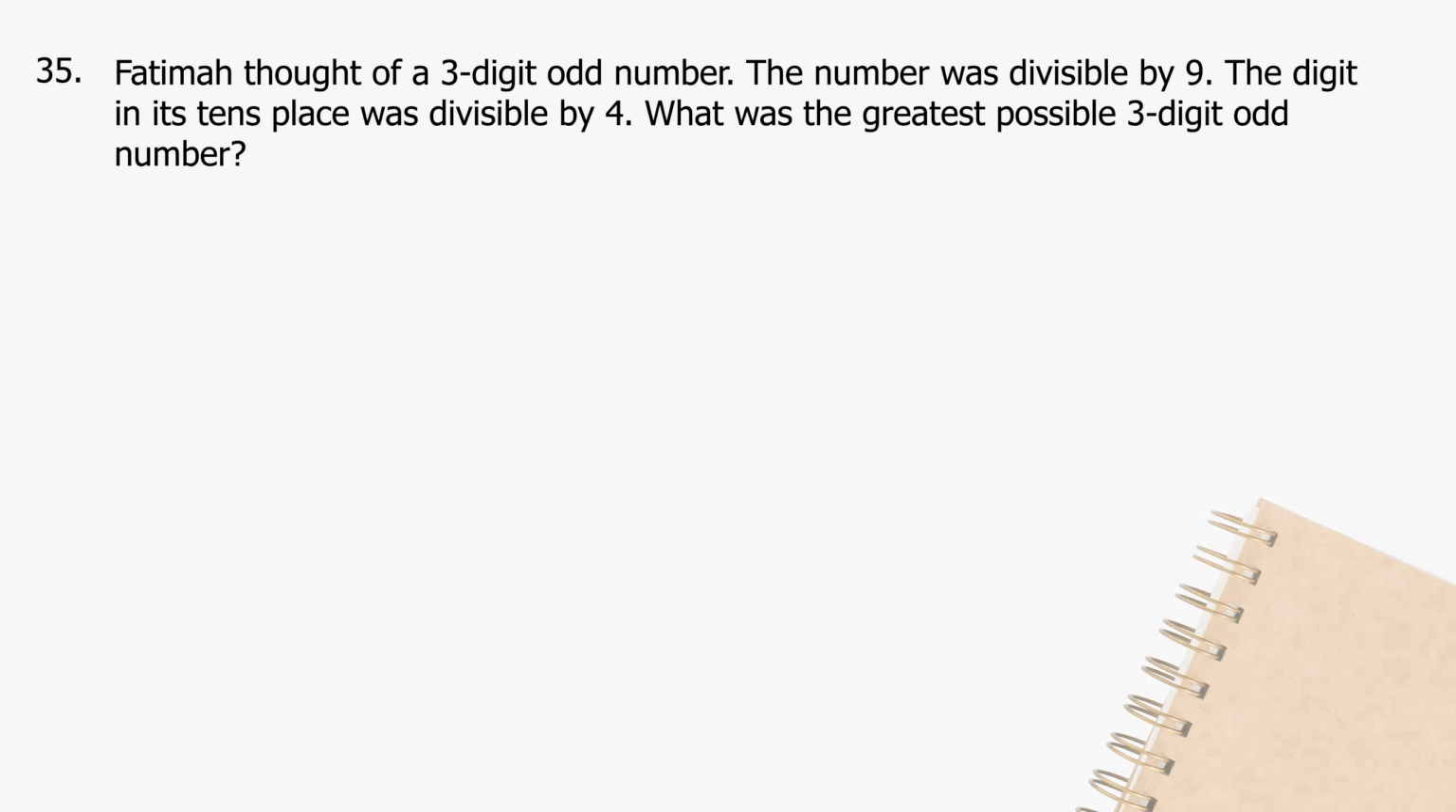Question 35. Fatimah thought of a 3-digit odd number. The number was divisible by 9. The digit in its tens place was divisible by 4. What was the greatest possible 3-digit odd number?